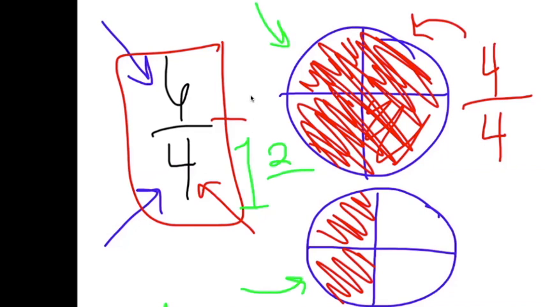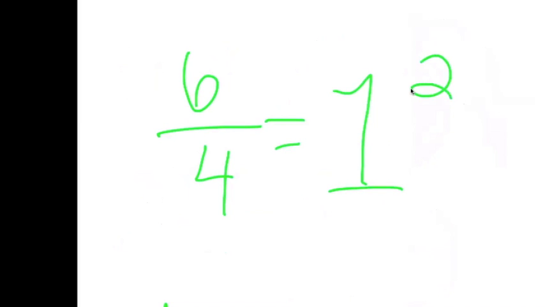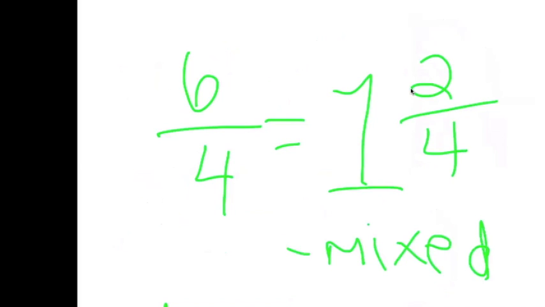Thank you. 2/4. So could we say that 6/4 is also equal to one whole and 2/4? Do you agree? Yeah, so we just took our improper fraction and now we made it what is called a mixed number, okay? And we call it a mixed number because it is mixed with a whole number and a fraction. Does that make sense?